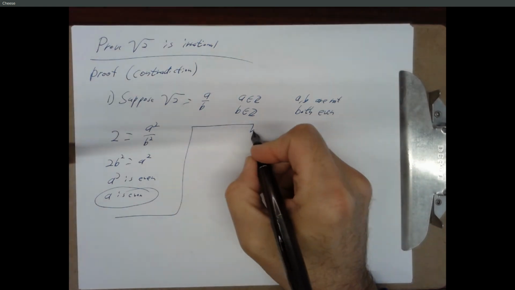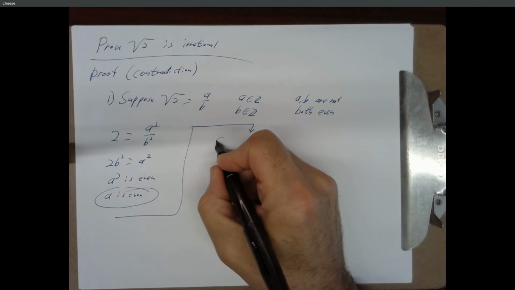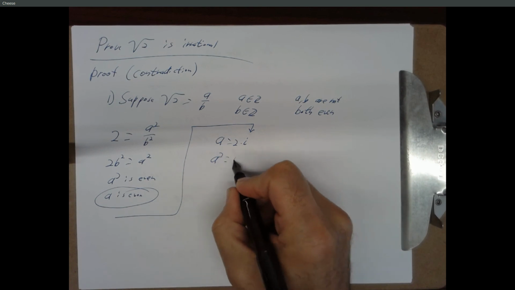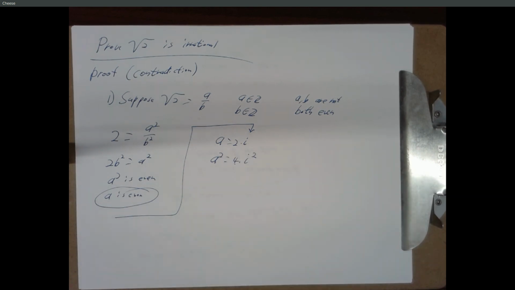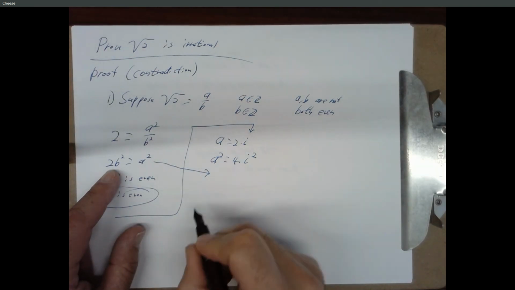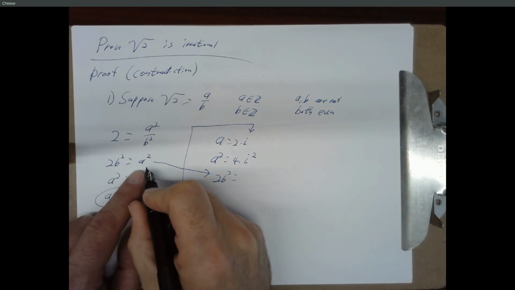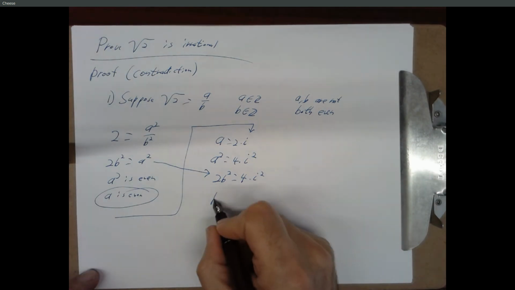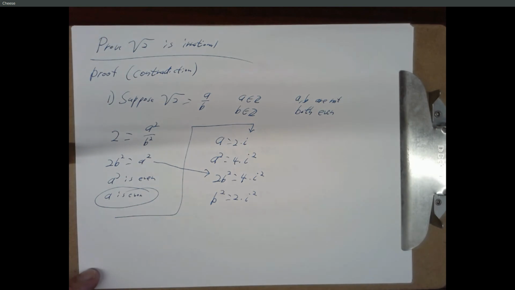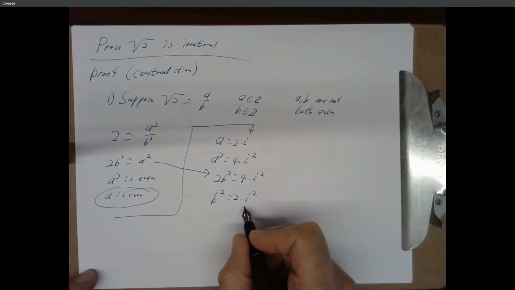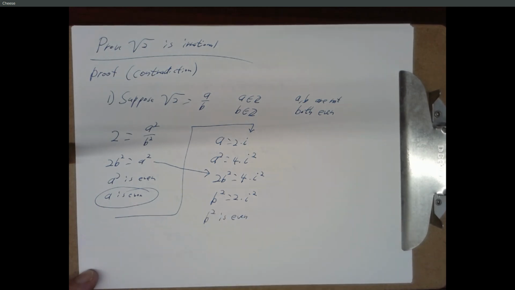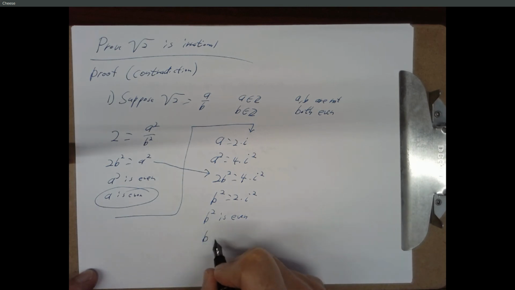Okay, now I'm going to go back over to a new column. Well, since a is even, we can say a equals 2 times some integer, which means a squared equals 4 times some integer squared. And we can take this and rewrite it as 2b squared equals, instead of a squared, I'm going to write 4 times i squared. And divide by 2, b squared equals 2 times i squared. Well, i squared is an integer, b squared is twice an integer, so b squared is even. And by what we showed a few minutes ago, that means b is even.